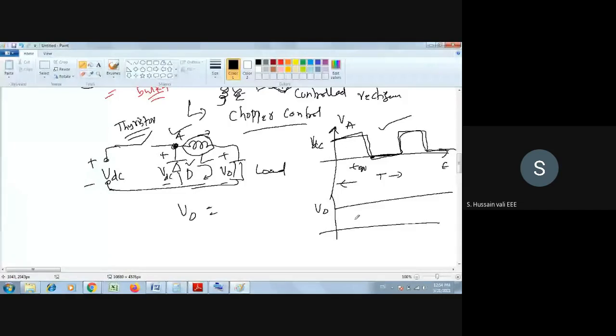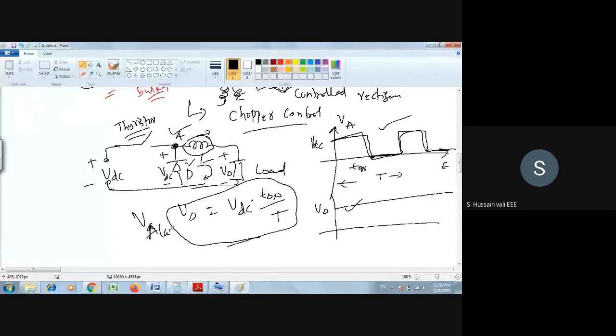What is the average voltage you will find here? The average voltage is VDC into T on by total time. This is V naught, the average value. I will say VA average or V naught; both are the same, because the waveform I drew for VA is the pulse, and for that pulse you find the average value. You simply use the geometry: the height of the pulse is VDC, the width of the pulse is T on.